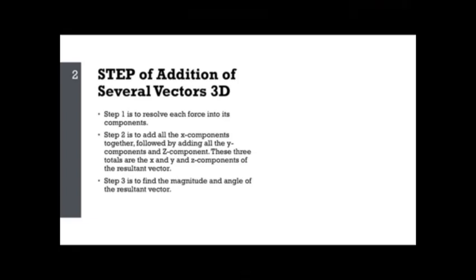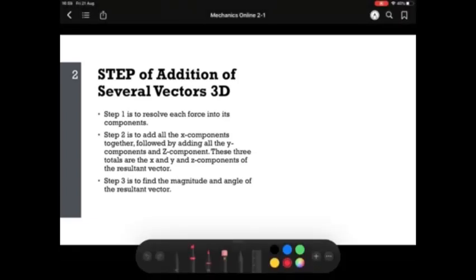We will go through all of the steps of two dimensions, but we add more in terms of the first step, the components. We add more in terms of x, y, and right now there are the z's. And step 2 as well, we will have to combine the z components, and then for the last step, we should find the magnitude and the angle of the resultant vector.